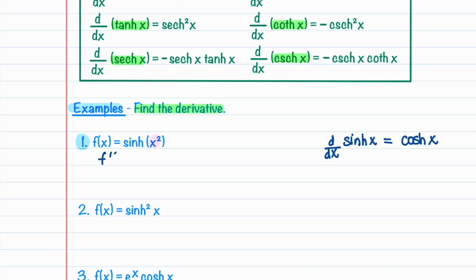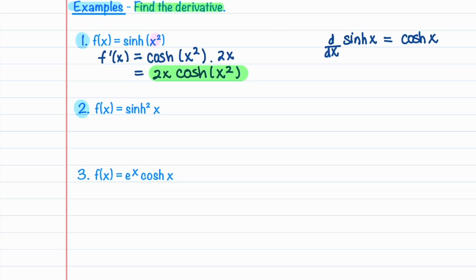F prime of x is the derivative of the outer function, which is our sinh function. So the derivative of sinh is cosh, so we have cosh of x squared. And then we have to multiply by the derivative of what's inside. The derivative of x squared is 2x. So we're going to write our answer as 2x cosh of x squared. And let's go ahead and highlight that.